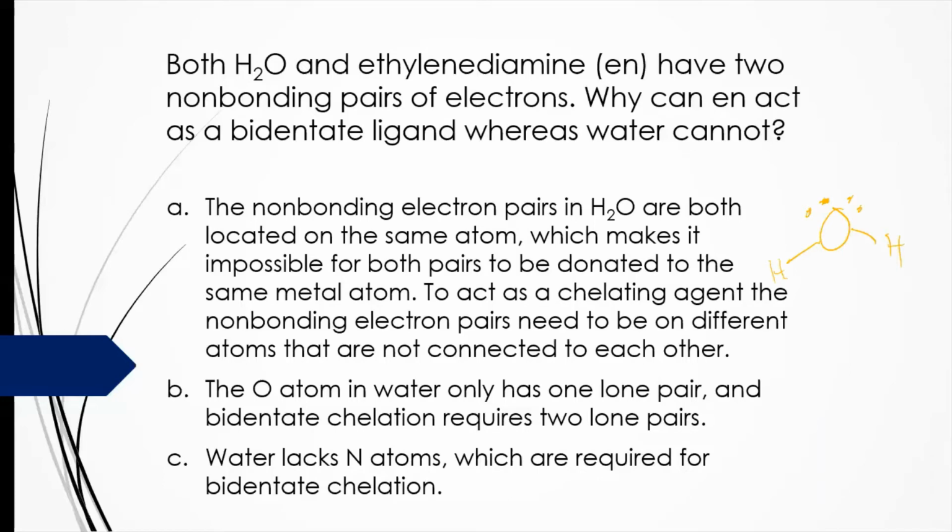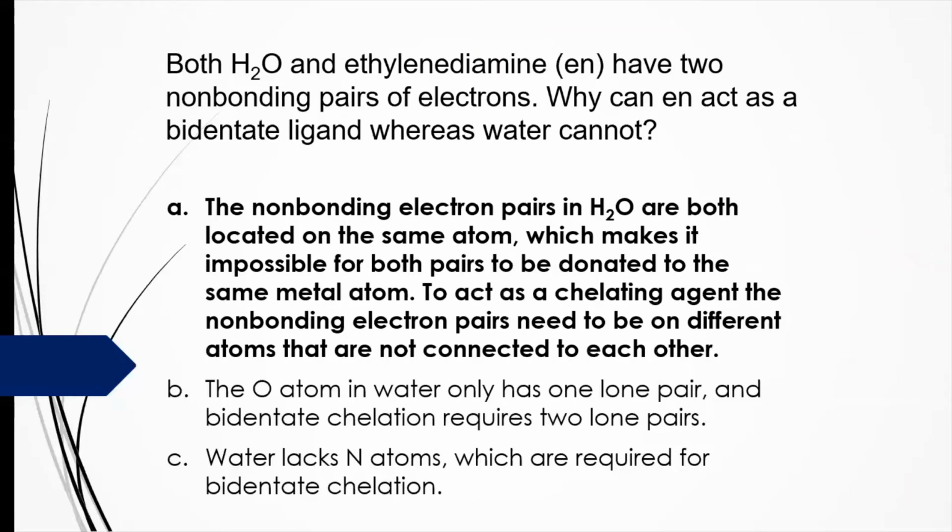On the other hand, our ethylenediamine has 2 nitrogens, each with a lone pair. And so our ethylenediamine can form 2 different bonds or metal-ligand attractions because its donor atoms, there are 2 of them instead of only 1. So it's not that the water lacks the nitrogen atom. It's not that there's not enough lone pairs. It's really that both of those lone pairs are stuck on that one oxygen and not spread out.